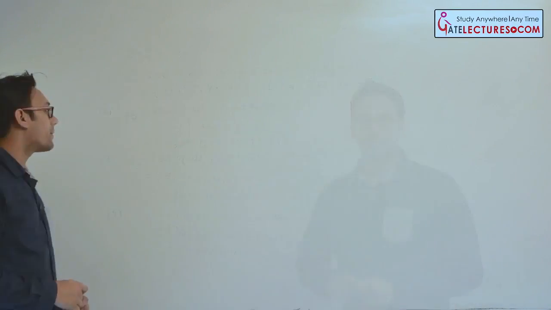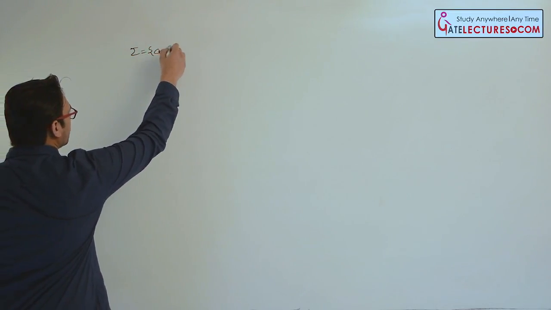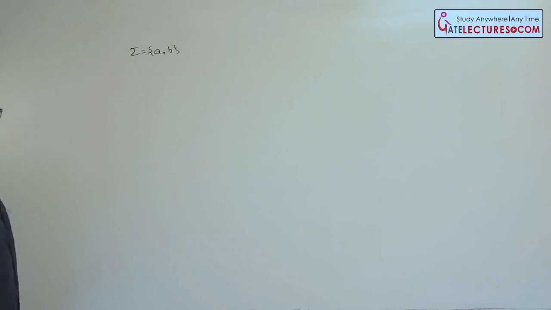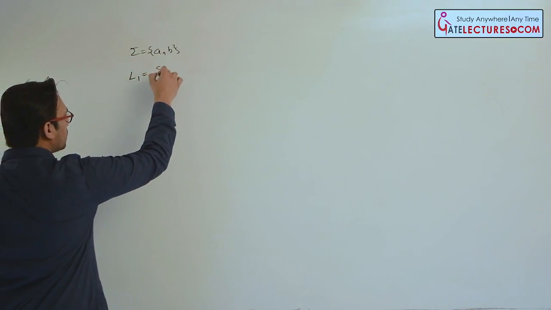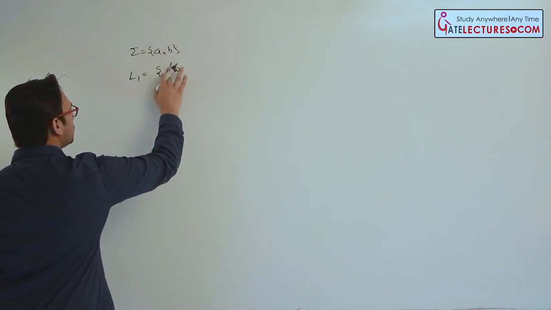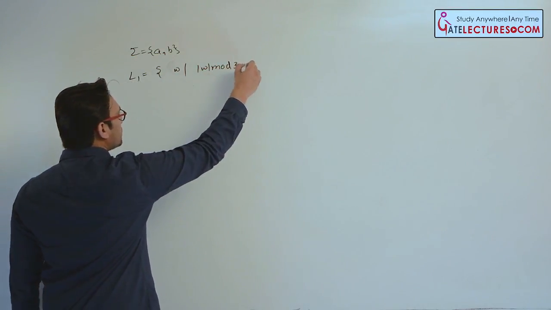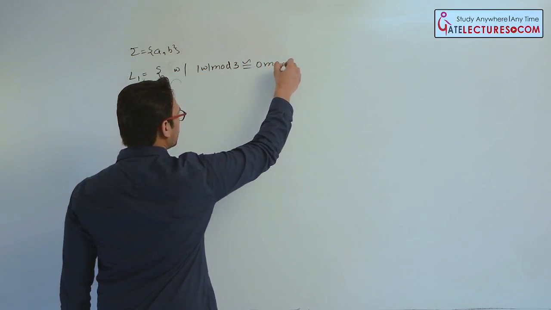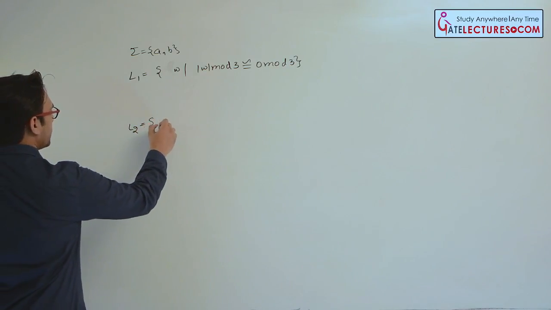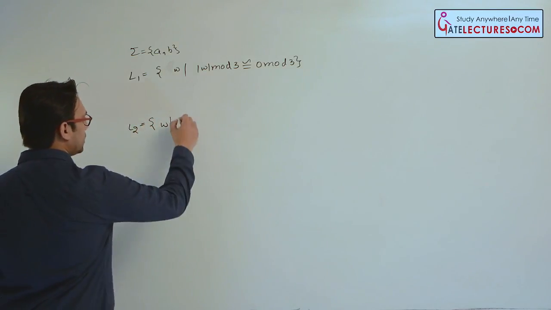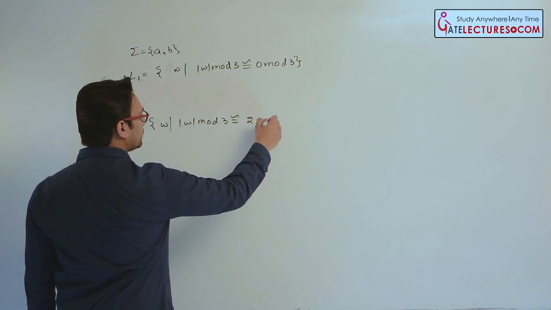Okay. Now let us say we have summation is equal to A comma B. That means we are defining the strings over the alphabets A comma B, and the language L1 is equal to W such that W mod 3 is congruent to 0 mod 3. Then the second language is L2, which is W such that W mod 3 is congruent to 2 mod 3.